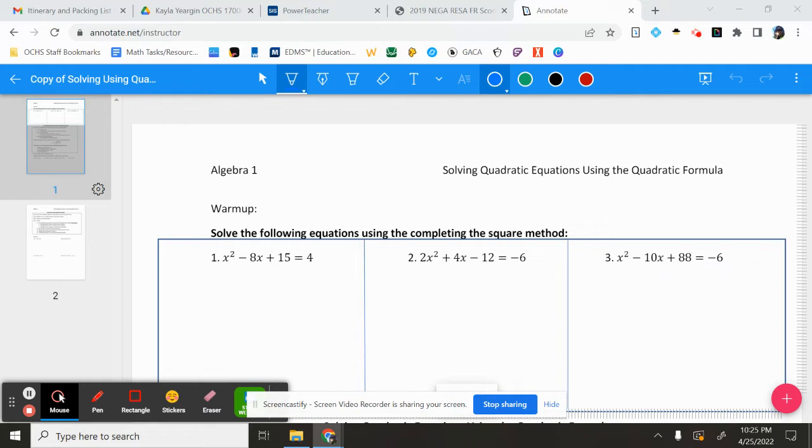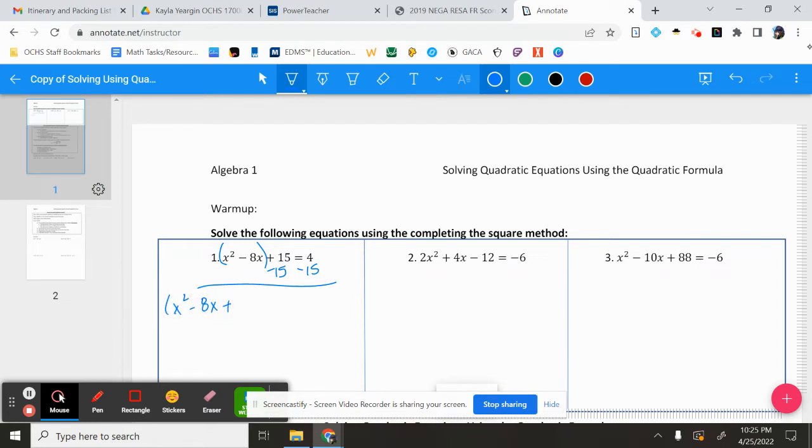There were a couple of ways that you could do this. I'm going to go with the method of starting by grouping the two values that are alike, meaning they both have an x. And then I'm going to get rid of the other value. So it's plus 15, so I'm going to go ahead and subtract 15 from each side. I'll be left with x squared minus 8x.